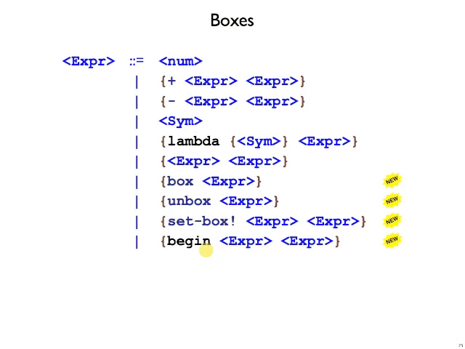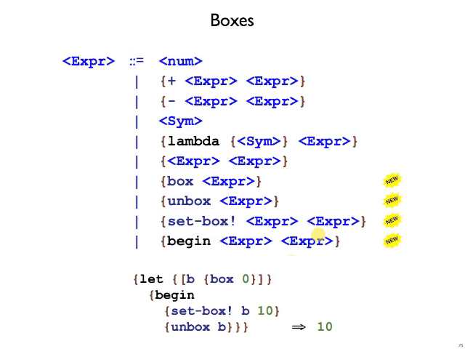And so we'll have a simple begin form that just allows two expressions, one whose result is ignored and another whose result is used. Box has a single expression because that's the initialization value. Unbox has a single expression to get a box. And setBox has an expression for the box and an expression for the new value to be put in. So just like our PLAI typed program, this will be a book language program that creates a box, installs a 10 into the box, and pulls the 10 back up.